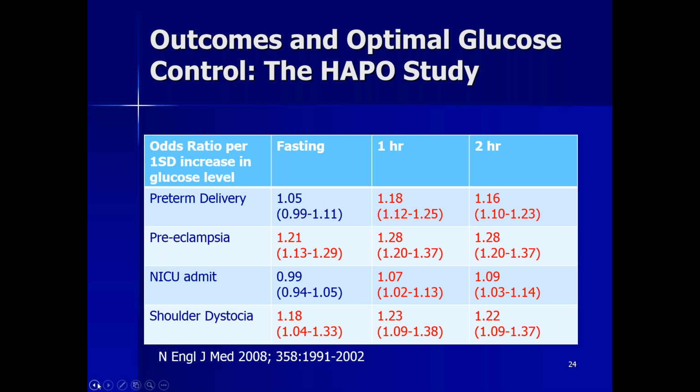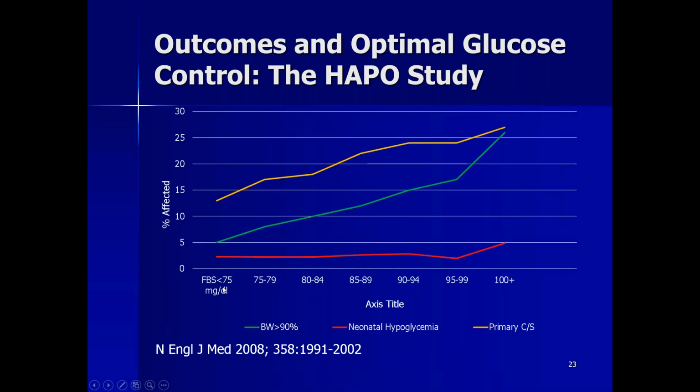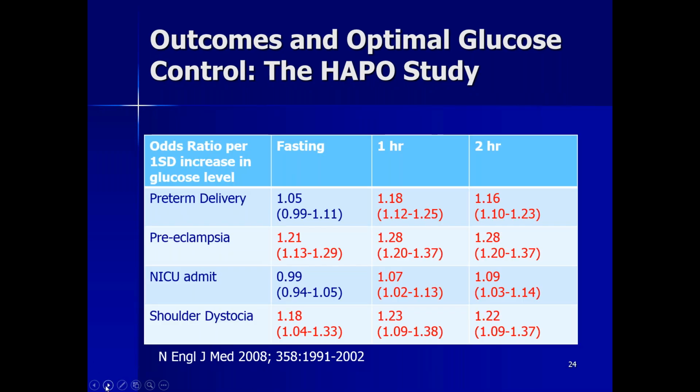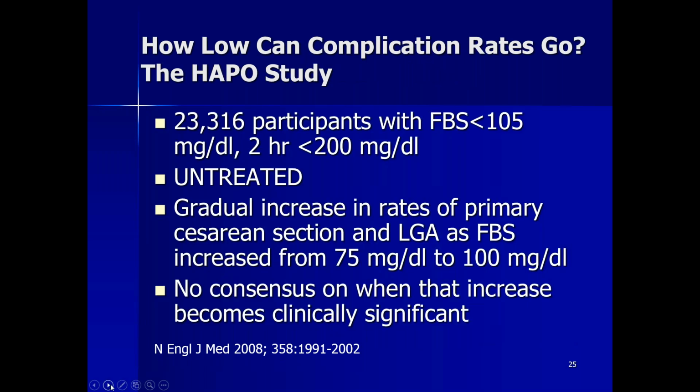I do want to see if I can go back that slide, though, because I want to show you. There were people in this group whose fastings were less than 75. And those are their complication rates. These are patients who were in the study, diagnosed as gestational diabetes, but who were really under excellent control. And so even they, at those levels, still have complication rates. It is impossible to get that complication rate to 0. You can get it lower.